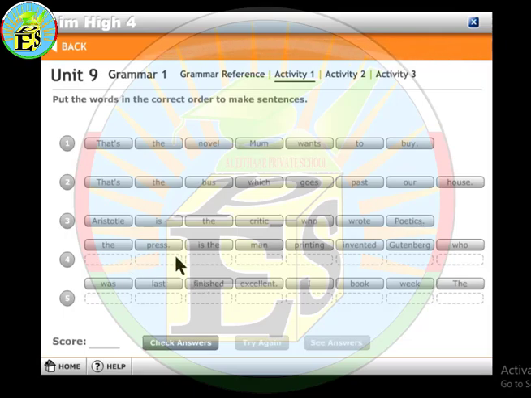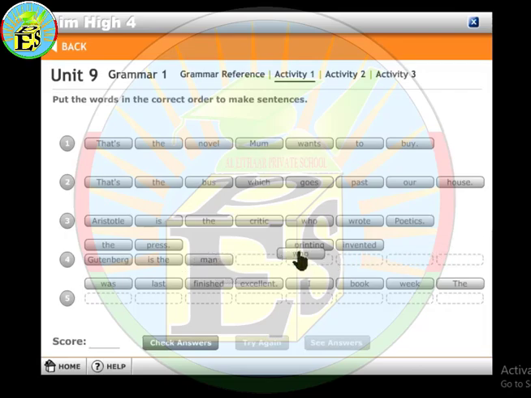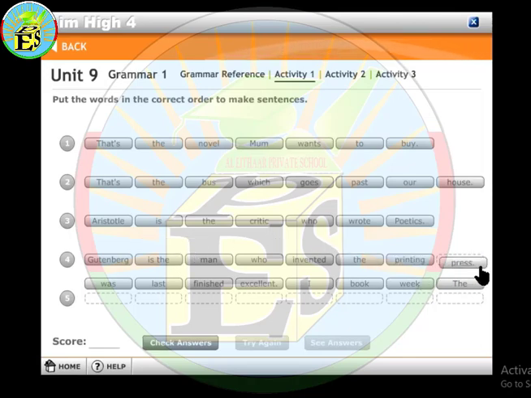Next: the press is the man printing invented Gutenberg who. Begin with Gutenberg. Gutenberg is the man who invented the printing press.